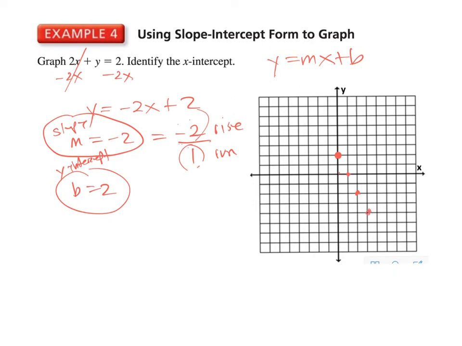So I go down 2 over 1, down 2 over 1. And I could go back to the y-intercept, and I could go up to back 1, up to back 1, up to back 1.